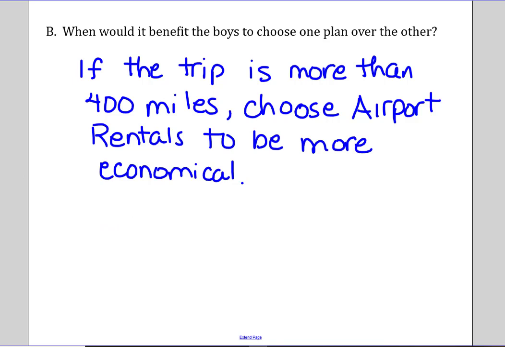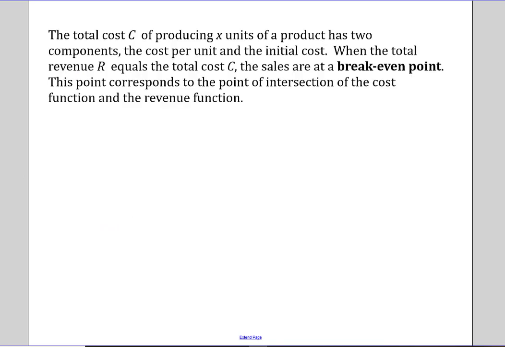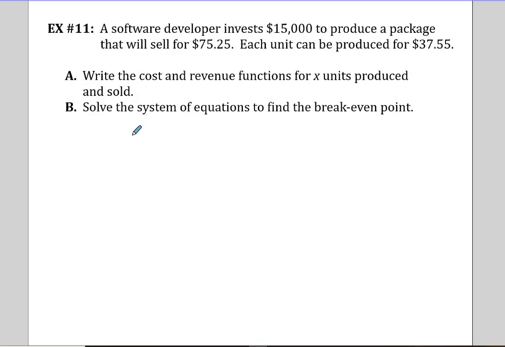And then our last example is a revenue and cost comparison. We're going to call total cost C of producing X units, and that has two components. We have the cost per unit and any initial cost for a company to start up. When the total revenue, that's capital R, equals the total cost, that's capital C, we call that a break-even point. And this point corresponds to the point of intersection of the cost function and the revenue function. We see that in business calculus.